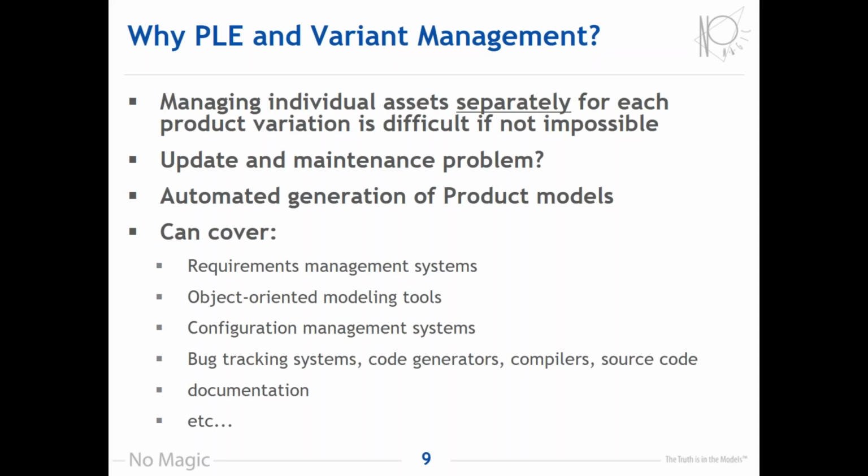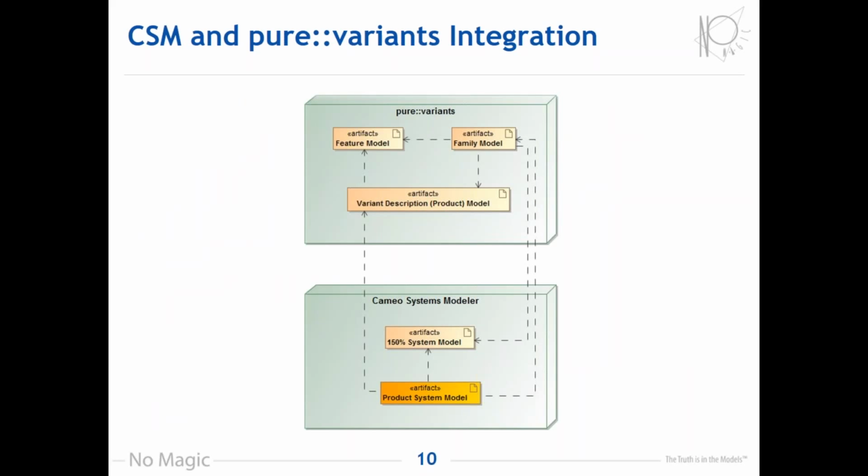But I want to mention that this doesn't only cover the modeling domain. You can also have variant management for requirements, for documentation, for source code, and so on and so on. But today we'll be focusing on the system modeling domain. So now let's see what the integration between Pure Variants and Cameo Systems Modeler looks like.